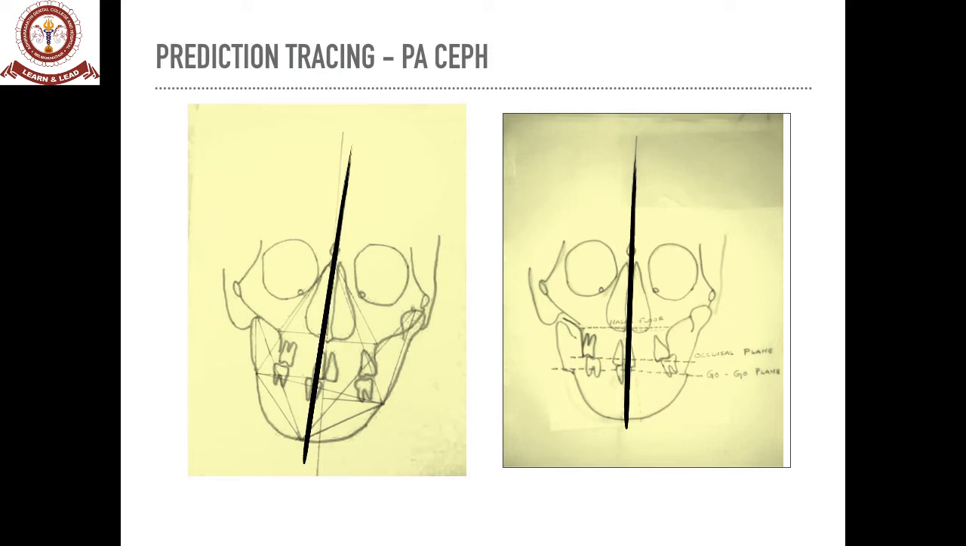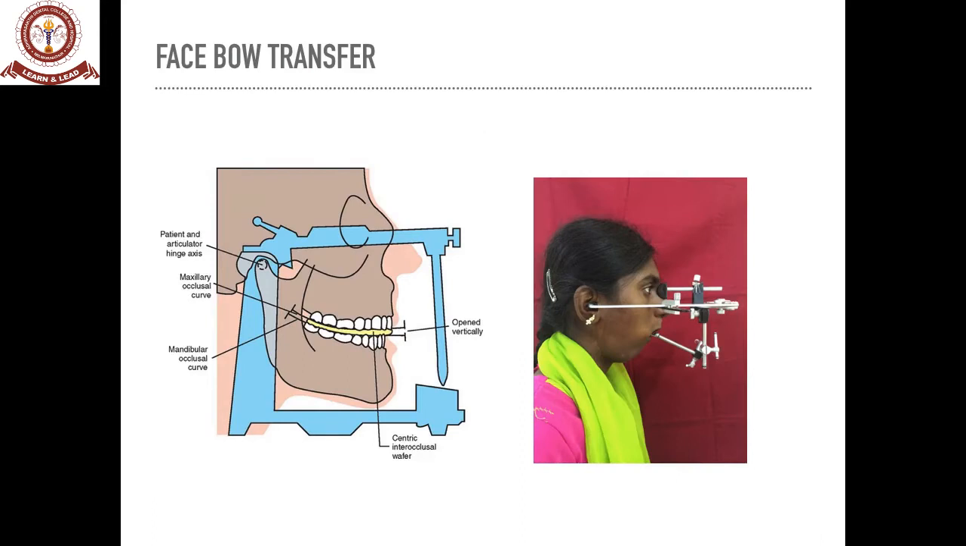Now we know about face bow transfer. Face bow transfer is done in order to record the position of the maxilla to the cranial base. So we have the Hanau articulator or SAM2 articulators. All these articulators can record the position of the maxilla to the cranial base.